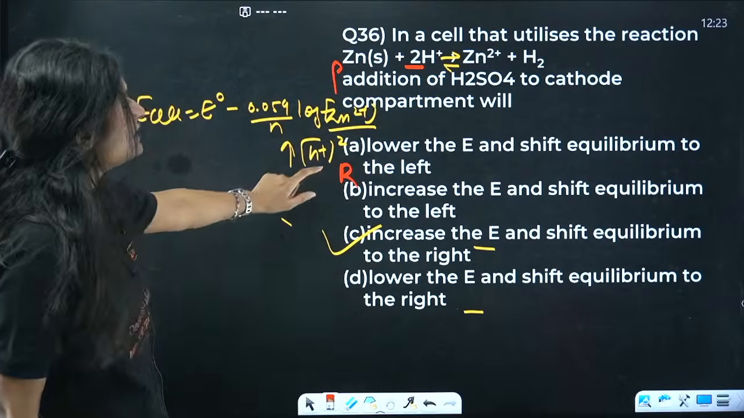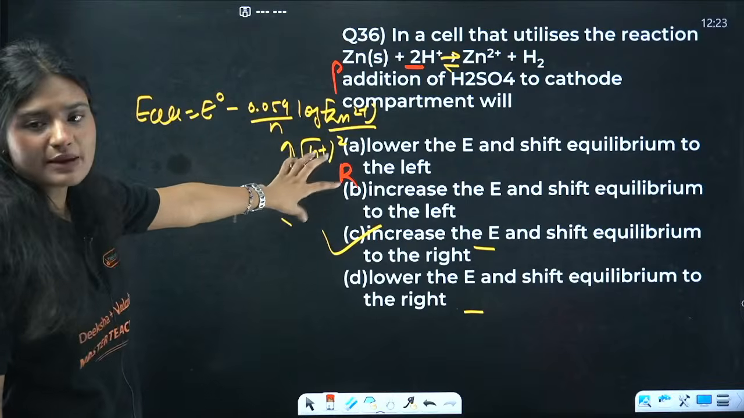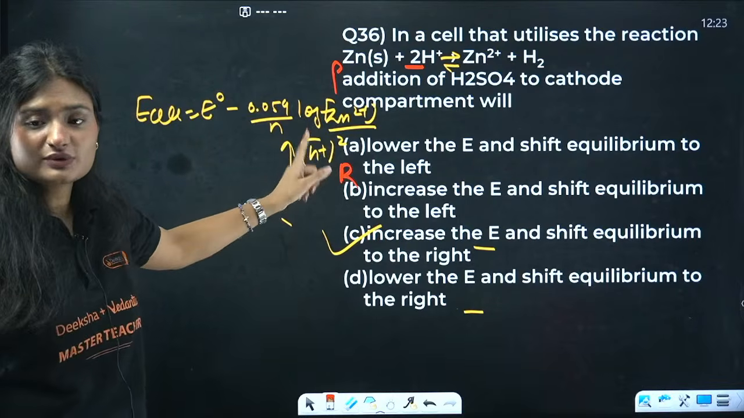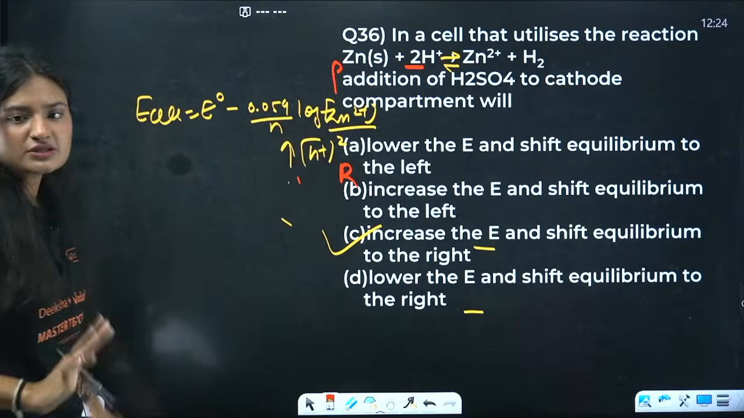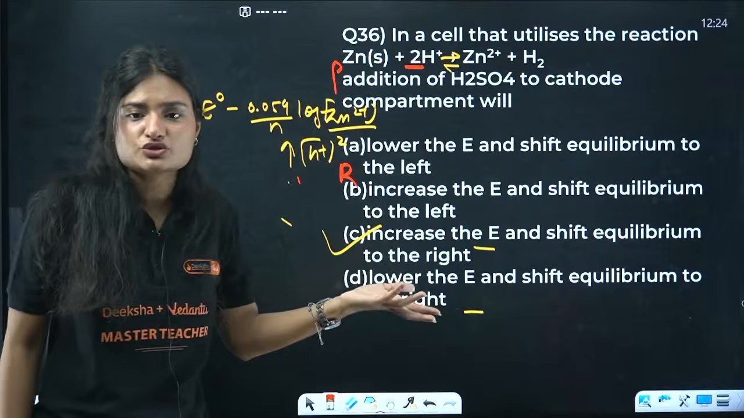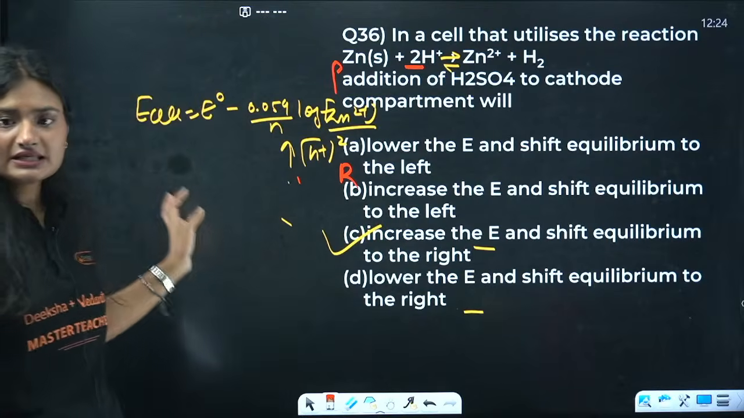Okay, so if we increase the H positive concentration, what will happen? In that case, this value will become negative. Negative becomes positive. So that means if we increase the H2SO4, the E cell will increase.